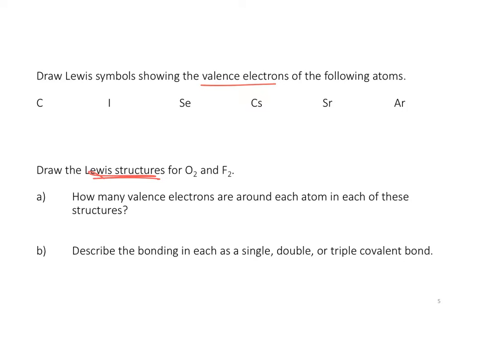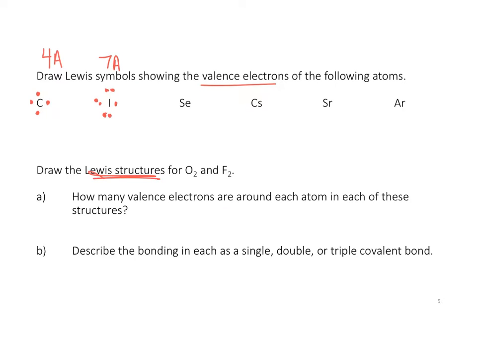So carbon is in group 4A, so it has 4, and when you draw the Lewis structures, you just draw it around carbon like that. Iodide is in group 7A. A is the representative metals. We're not transition metals, or B. So we have 7. So 1, 2, 3, 4, 5, 6, 7.